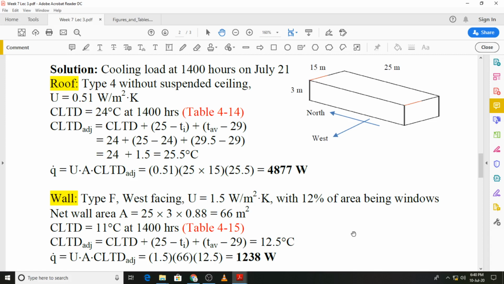We are also told that there are windows in the wall which take up 12% of the area of the wall. So we need to find out the load through the windows, the conductive heat gain, as well as the solar gain through the window. And again we will need to find out certain values from the tables to work out those heat gains.